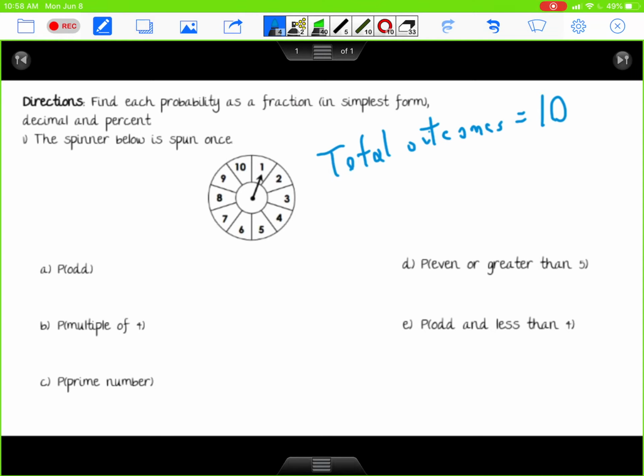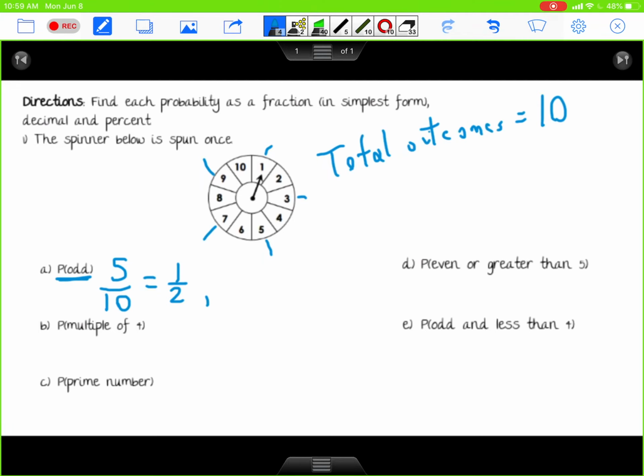So the first problem, I want the probability of an odd number. Like I said before, the total is always going to be your bottom. So I have 10 total numbers, and now I've got to count the odd numbers. I have 1, 2, 3, 4, 5 odd numbers, and that is what I want, so that goes on the top. After I've got my fraction, I want to try to simplify if I can. So 5/10 simplifies down to 1/2.